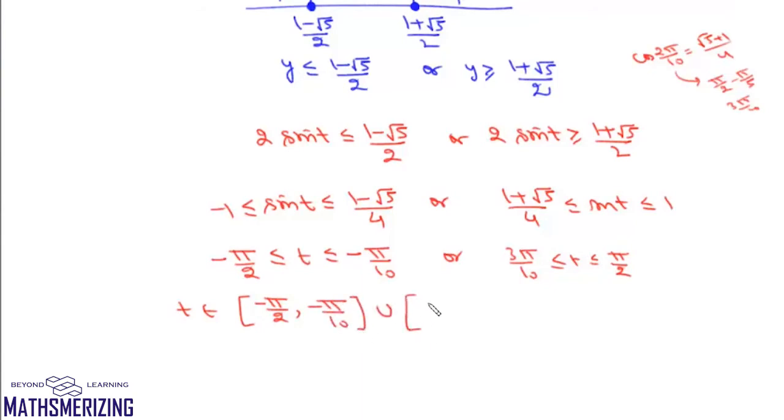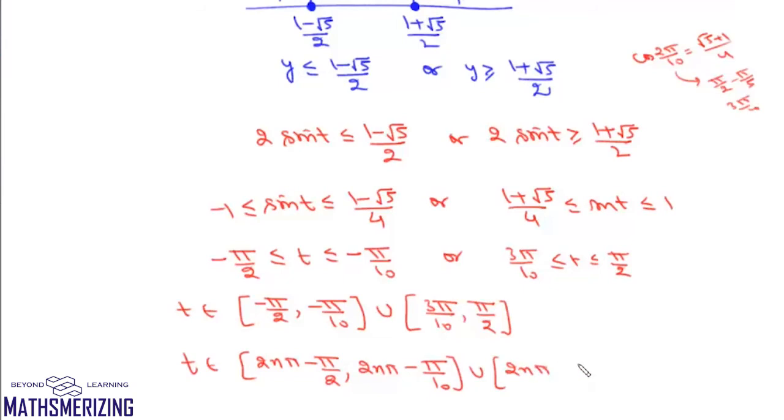union 3 pi by 10 to pi by 2. Now we can generalize this solution also. So we know that the fundamental period for sine is 2 pi. So we can write this as from 2n pi minus pi by 2 to 2n pi minus pi by 10, union 2n pi plus 3 pi by 10 to 2n pi plus pi by 2, where n belongs to Z.